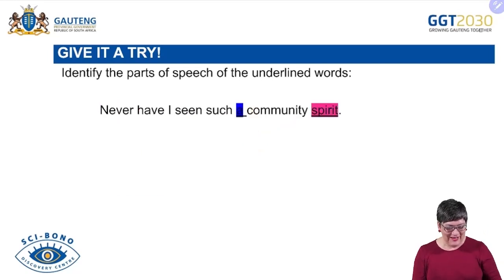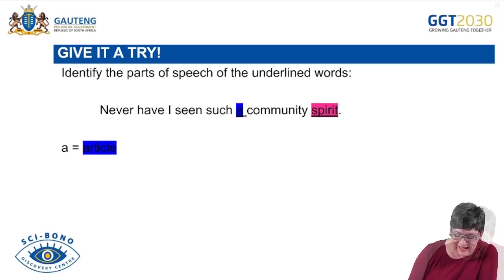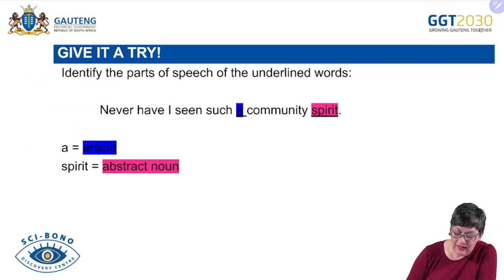Let's see the last one. Never have I seen such a community spirit. Now, a is obviously an article, and spirit, be careful for this one. Remember, it's an abstract noun. That's the one we can't smell, lick, think, see. It's an abstract noun.